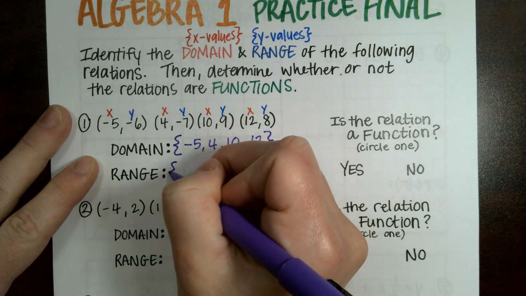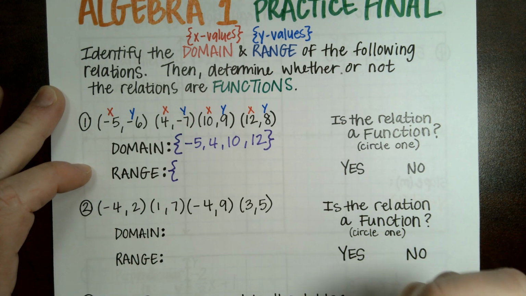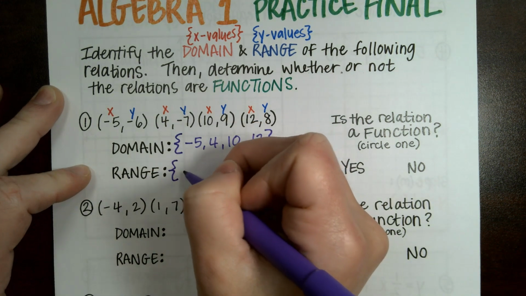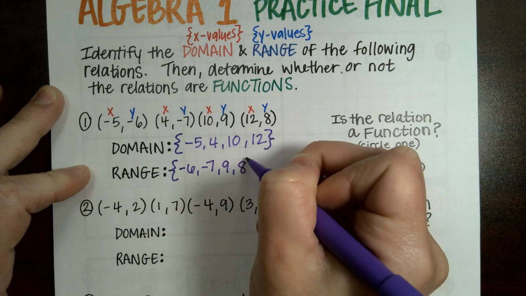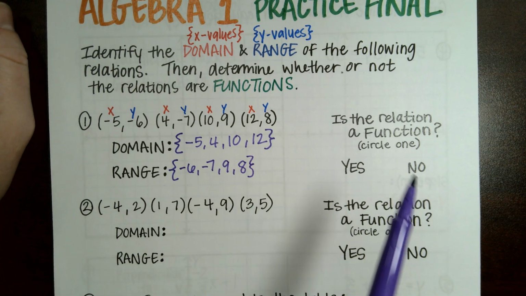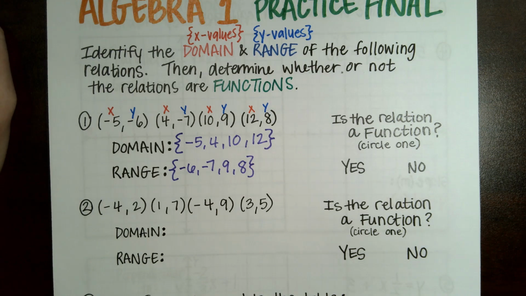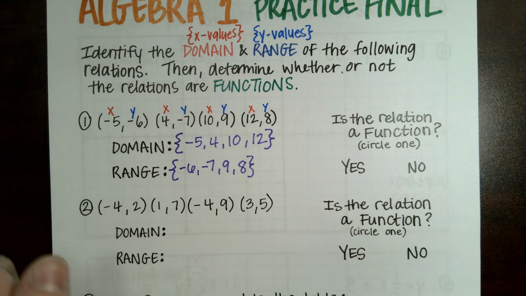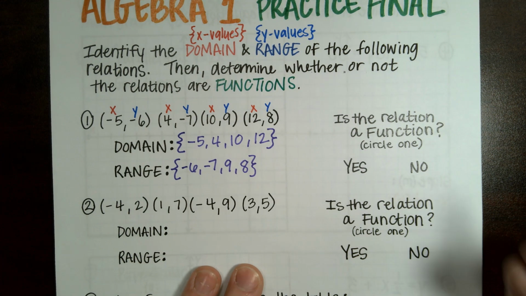Okay, same thing for range. Start with a bracket. And what values am I going to put for range? -6, -7, 9, and 8. Perfect. Okay, so we've got our domain and range. Is the relation a function? Do you guys remember how to tell if it's a function? Yes, every x has to have exactly one y. So if any x's have more than one y, it's not a function. So is this a function? Yes, it is.